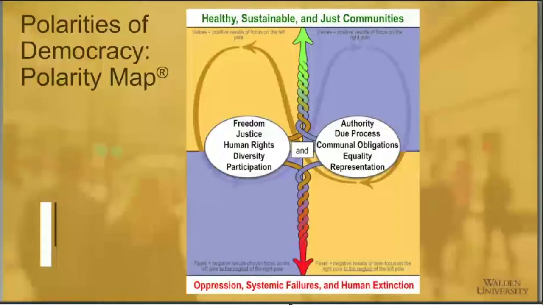According to Barry Johnson, one of the problems you have is there tends to be this push and pull between the two sides, people championing for one element because they don't see the positive aspects of the other side and they don't see the negative aspects of their side. And so you can push back and forth, and the more you do that, the more you go into the negative aspects of both elements.